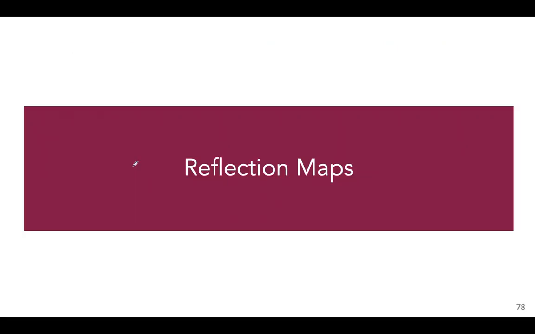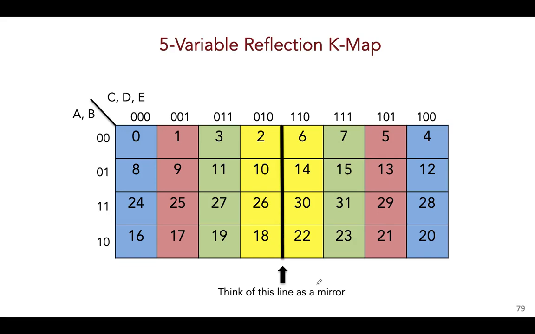So let's first start with reflection maps. How do we represent a 5-variable K-map in this form? This is what it looks like. Now you'll see that when we represent 5-variable K-maps in this reflection map form, all the variables are put together in the same map. So there's no division of the map as such. We have A, B on one side, and we have the rest of the 3 variables on the other side.